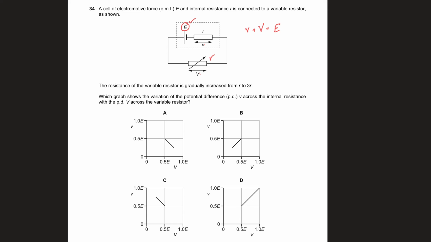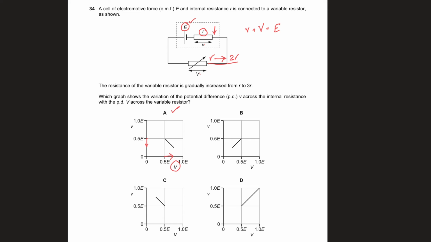Now, when we increase the variable resistor from R to 3R, the potential across the variable resistor will increase and the potential across the internal resistor would decrease, because potential splits according to the resistance. If you look at the options, you realize that A is the only correct option. Why? Because the potential is increasing for uppercase V and the potential is decreasing for the lowercase v.